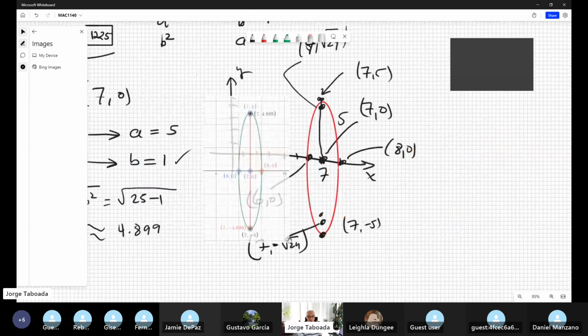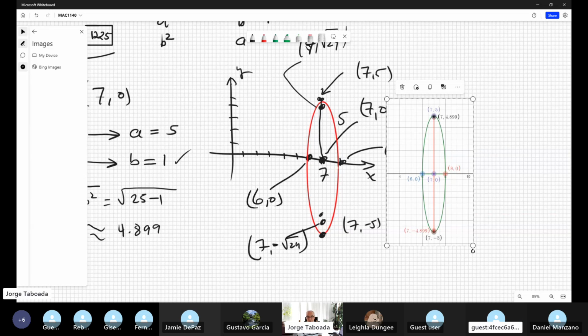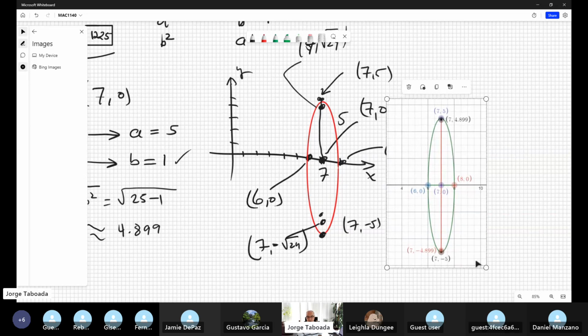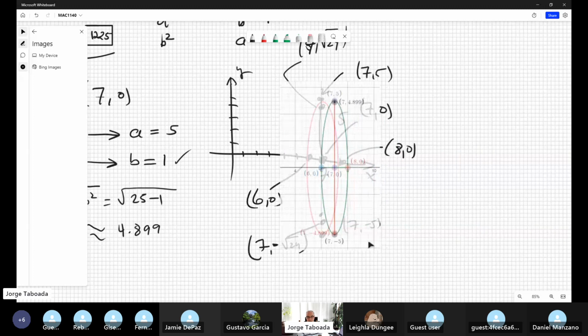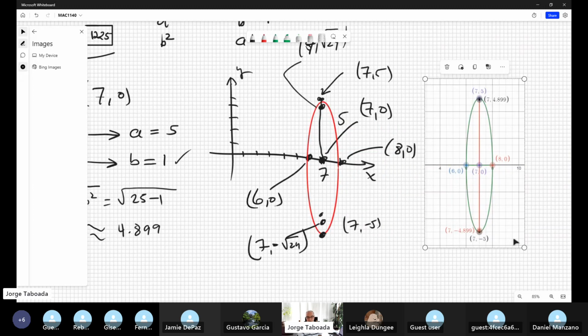Look at that. Do you see the whiteboard? Yeah. Okay, take a look. This is my actual ellipse. It's not bad. I did not do too badly. Any questions, guys? What part don't you understand?